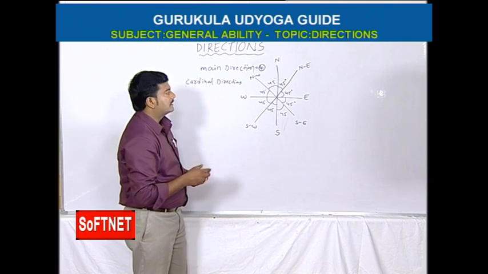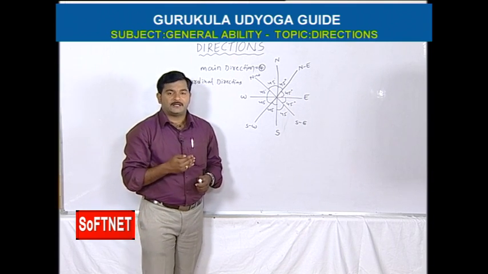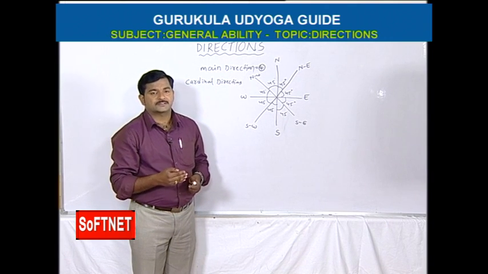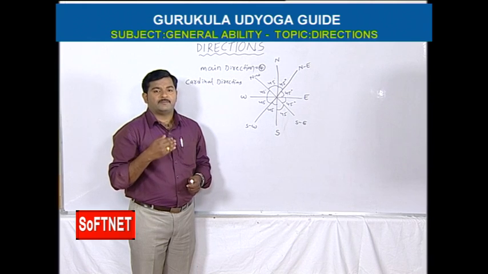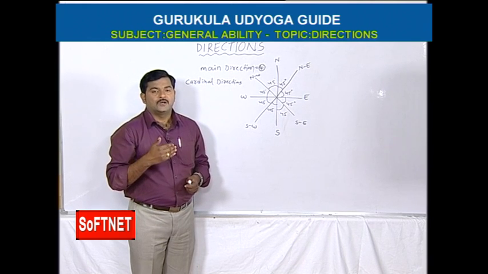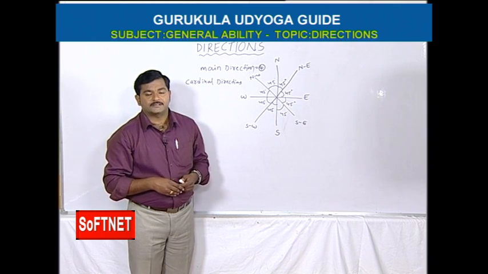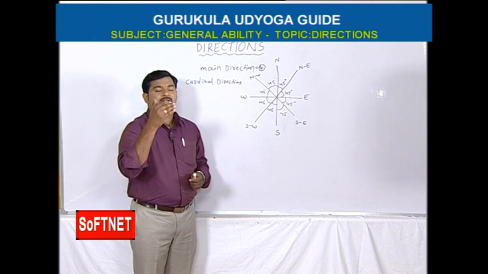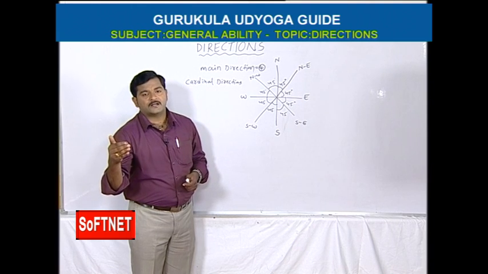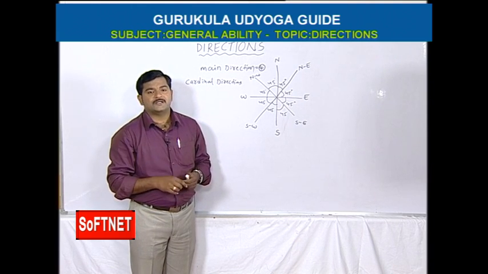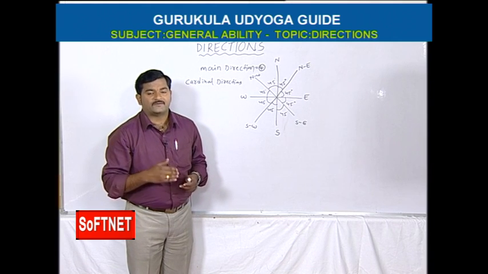Once again, the angle between two consecutive main directions is equal to 90 degrees, as well as the angle between two consecutive cardinal directions. Hence the angle between a direction and its cardinal direction equals how much? Only 45 degrees.